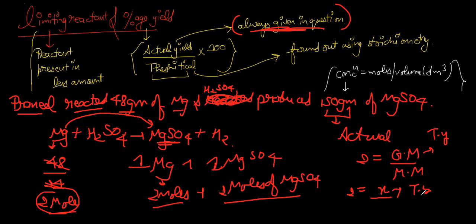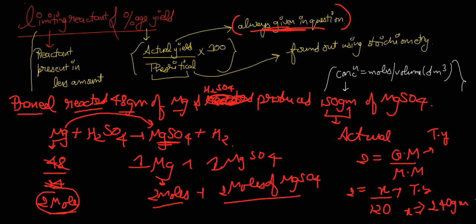Now the molar mass of MgSO4, let's see. So the molar mass of MgSO4 is 120 grams. So 2 is equal to x upon 120. So the theoretical yield is coming out to be 240 grams. Fine. I hope up to here all the steps are clear to you.